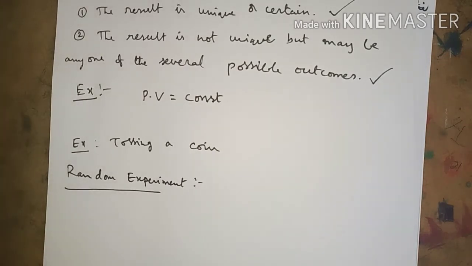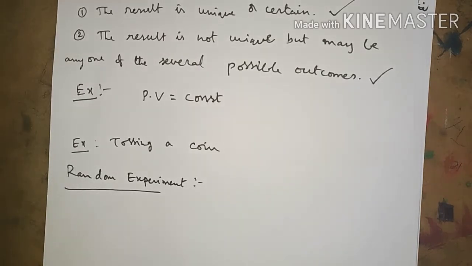Now, if the result is not unique and it may be any one of the several possible outcomes, then such a type of experiment is called a random experiment or a trial. The outcomes, whatever they are, are known as elementary events, and the set of outcomes is called an event.